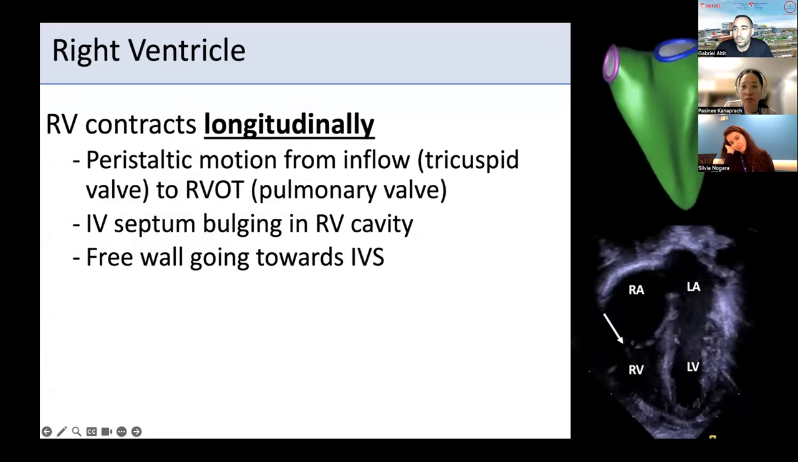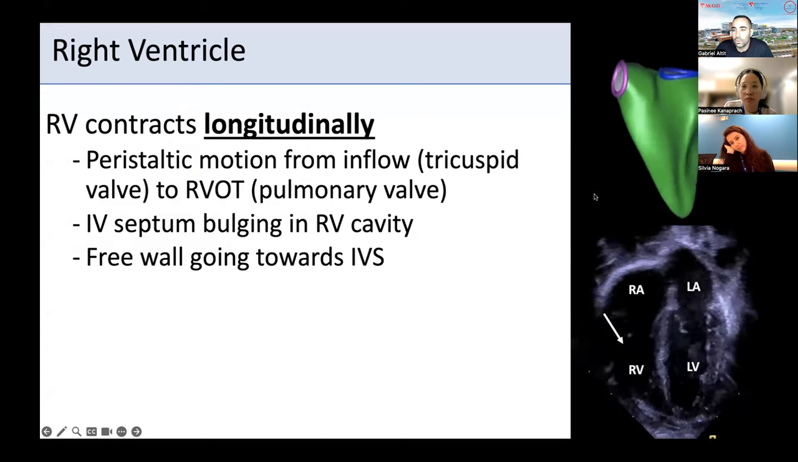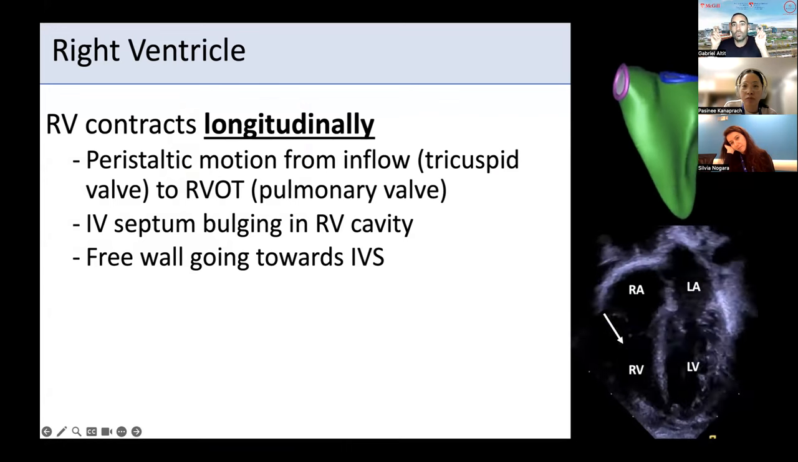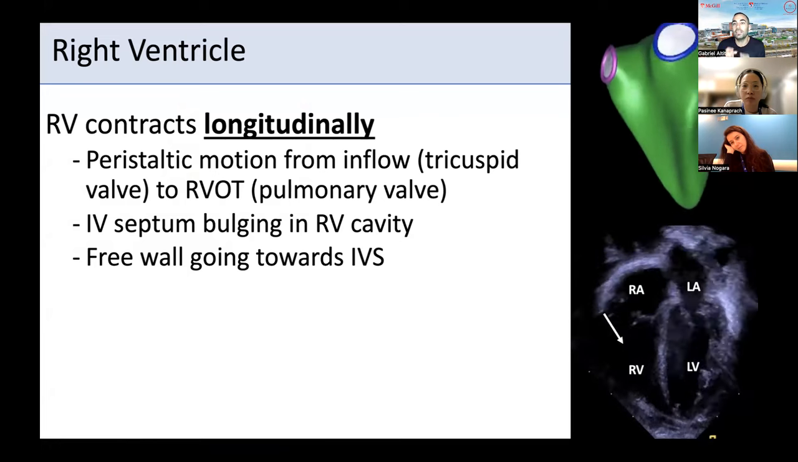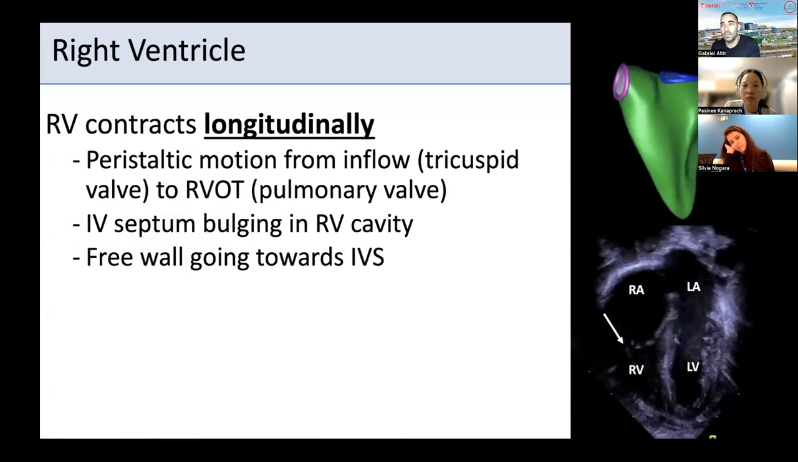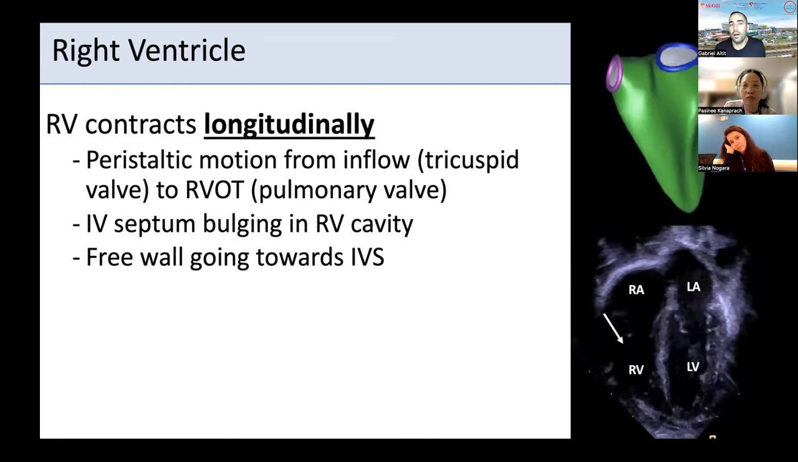So mathematically, using a 2D image, it's very difficult to reconstitute what would be the volume of this ventricle in order to calculate an ejection fraction. If you do 3D echo, then it's easier to delineate the walls of the RV and be able to estimate these volumes.